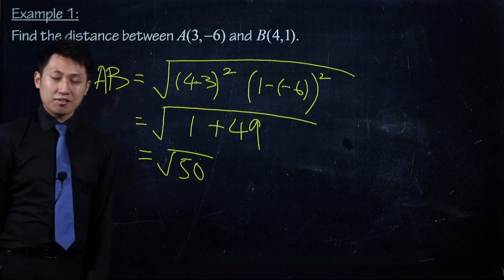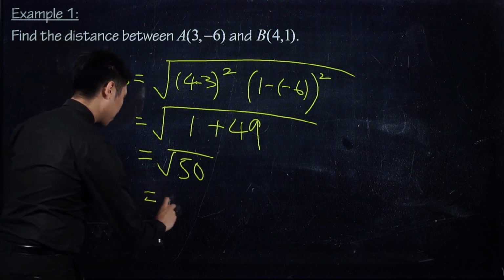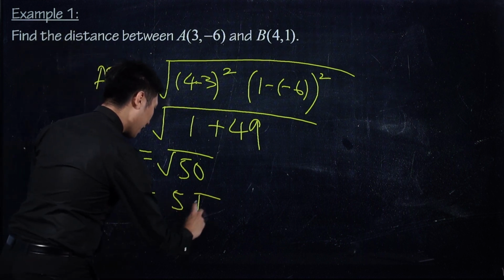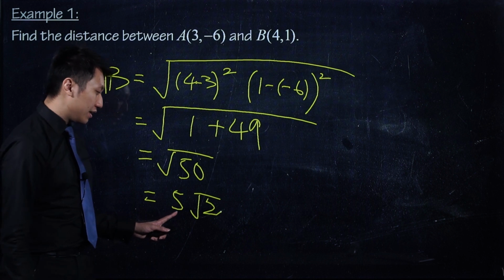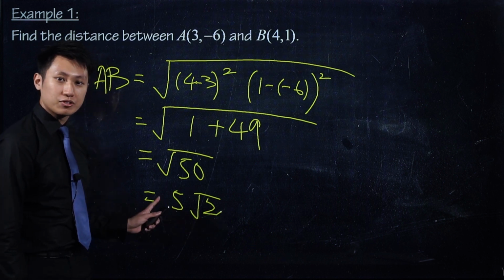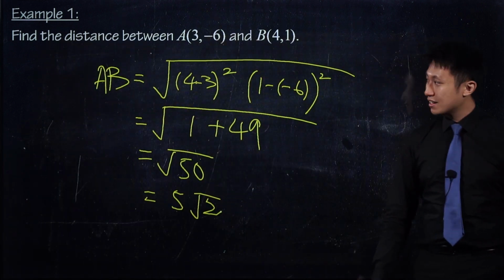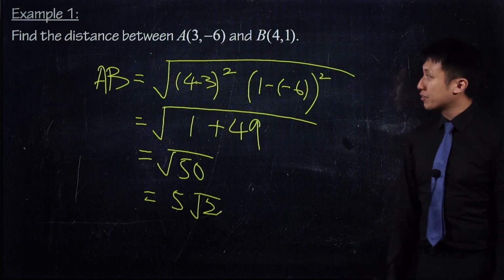And do you know what square root of 50 is? It is 5 square root 2. Why is it 5 square root 2? Inside there was a 25 times 2. 25 you can bring out of the square root, it becomes 5. So that's just writing it nicer. Right, so let's move on to the next one.